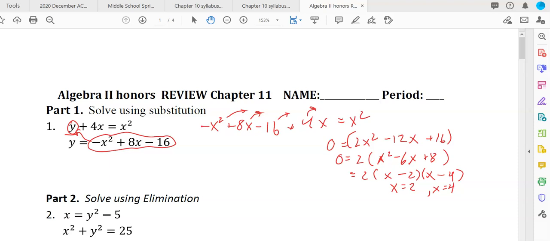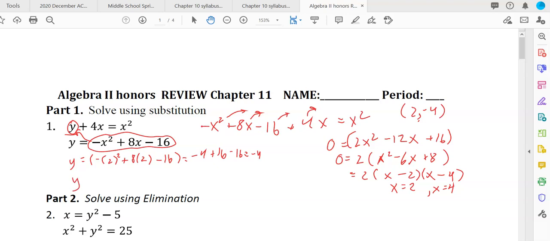So now I have to find out what y is when x equals 2. So I'm going to plug it in. So y equals negative 2 squared. Notice the 2 is going to square, not the negative there. Plus 8 times 2 minus 16. So that's equal to negative 4 plus 16 minus 16, which is negative 4. So I have one of the answers here is 2 comma negative 4.